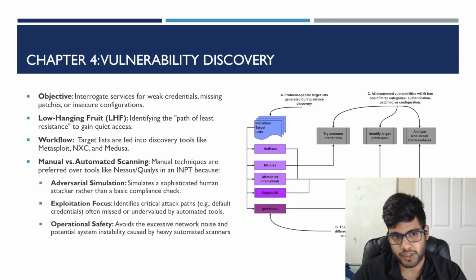So now we move to chapter 4, vulnerability discovery. This is where we look for the path of least resistance. Instead of using noisy automated scanners like Nessus, which can crash systems or miss details, we use manual tools like Metasploit and NetExec. This simulates a real thinking attacker who looks for specific flaws like weak passwords or missing patches.